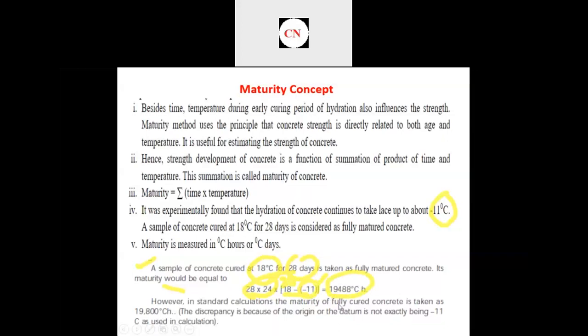So the answer will be 19,488 degrees centigrade hours. This is the maturity of fully cured concrete. So for all the applications and calculations, we will be taking 19,800 degrees centigrade hours as a standard value of maturity.